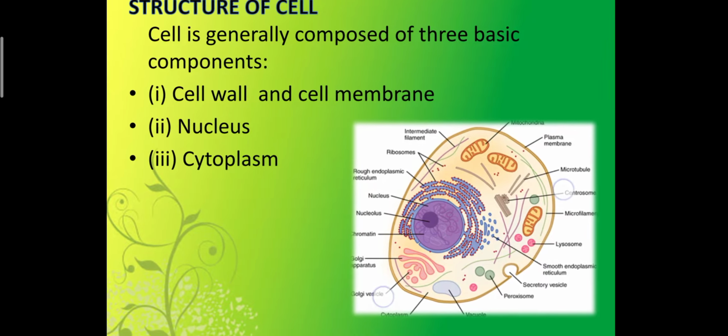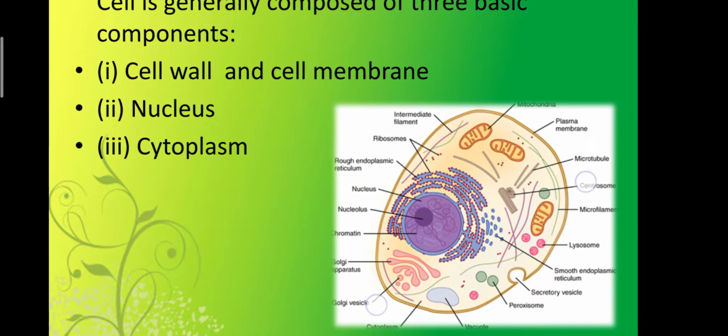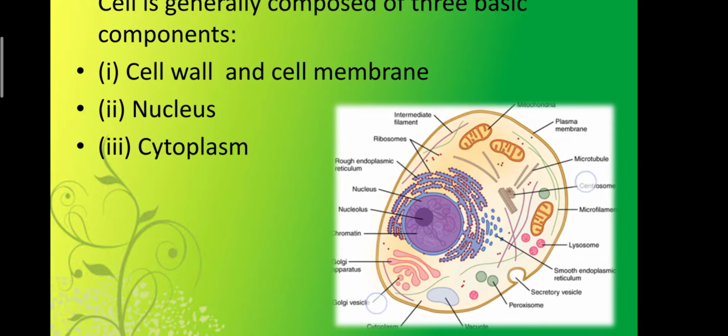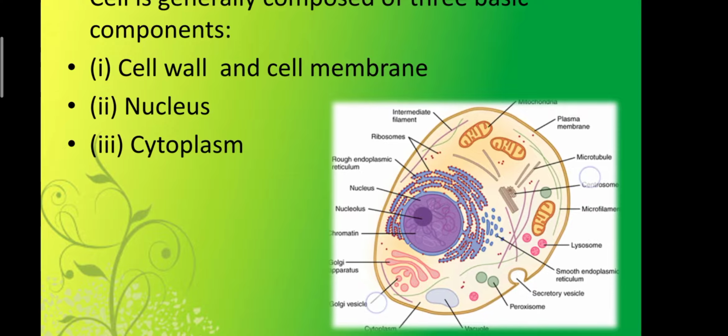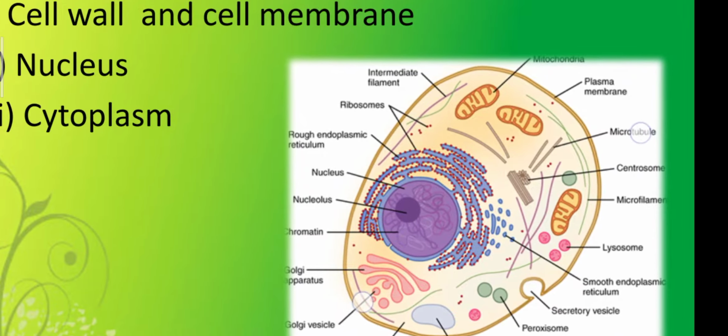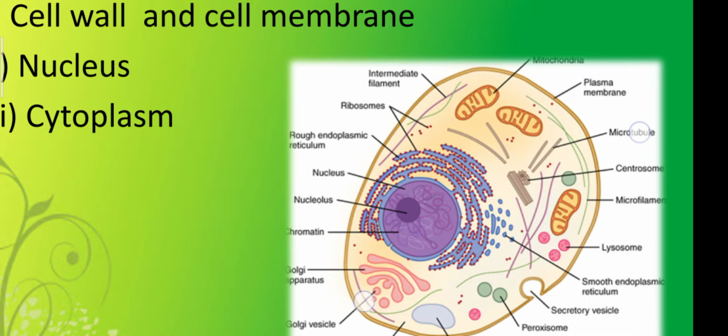Structure of a cell. Now, a cell is generally composed of basic components: cell wall, cell membrane, nucleus, and cytoplasm. Cell wall and cell membrane are the outermost part. Nucleus is located in the center, that purple color, you can have a look at that. And cytoplasm is the liquid part which is located in between the cell membrane and the nucleus.